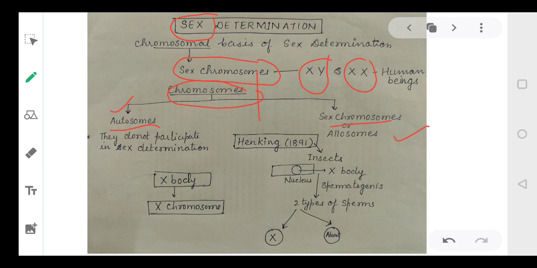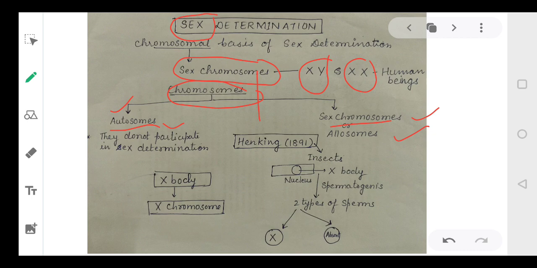So let's differentiate between these. Autosomes do not participate in the process of sex determination, or they have nothing to do with the sex determination or the sex of the child. Sex chromosomes or the allosomes are basically the chromosomes that will determine the sex of the child.